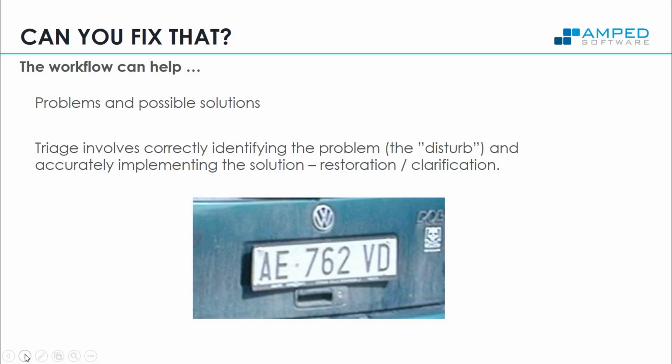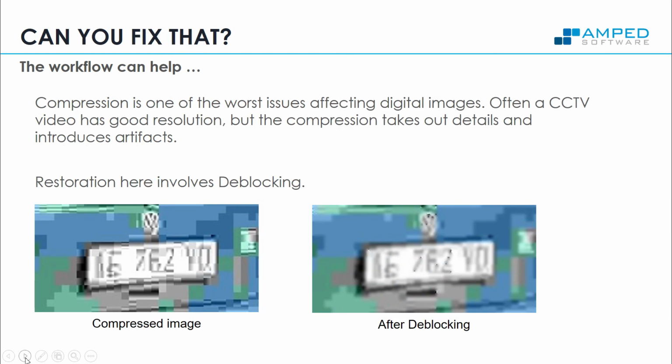What are the things that we can fix in AMPIT 5 with our tools? So our triage, we want to identify what's wrong with it. What's wrong with this picture? Having the workflow helps. Identifying what the problem is and then correctly applying one of our over 120 different tools and filters to solve the problem. So we have a highly compressed image.